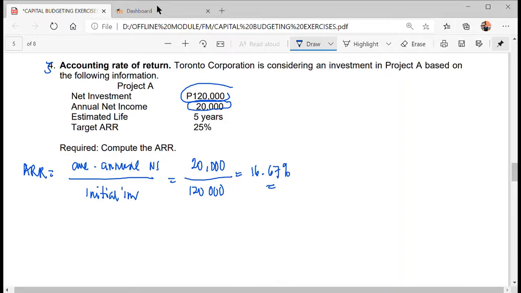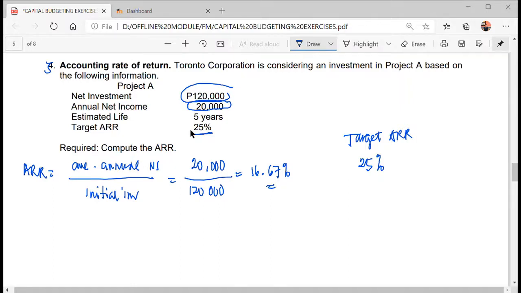But here is the question, di ba? Toronto is considering an investment in Project A based on the following information. And remember na sila'y target. So, naa siya'y target nga ARR. Ang target niya kay 25%. So, from this project, and in Project A, your ARR, what you are going to get from this investment is 16.67. And our target ARR is 25%.